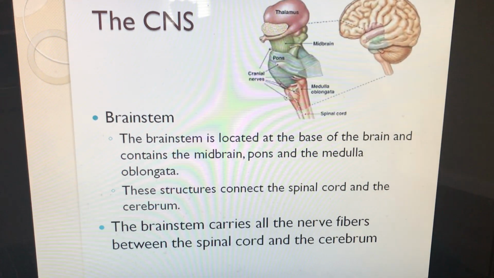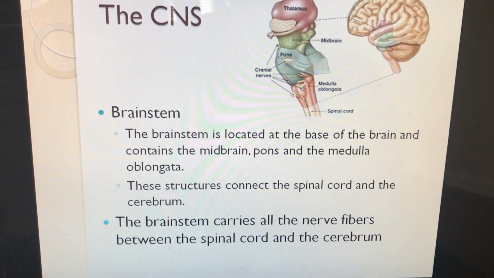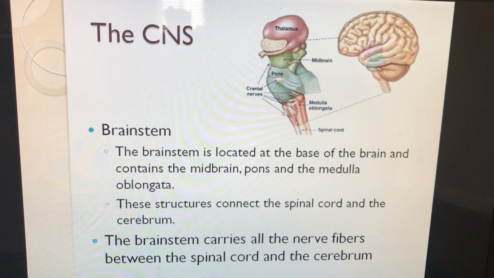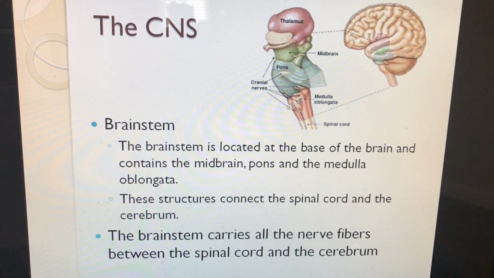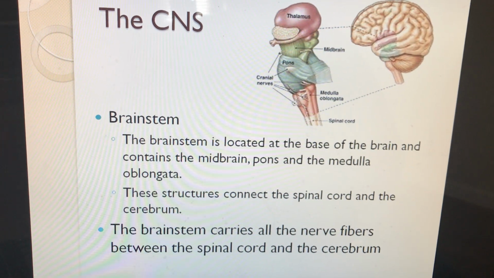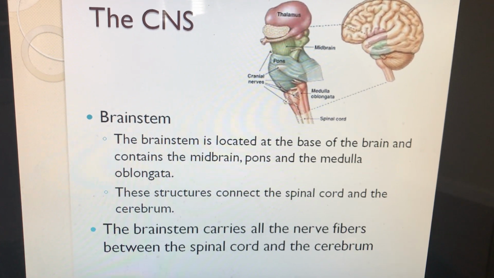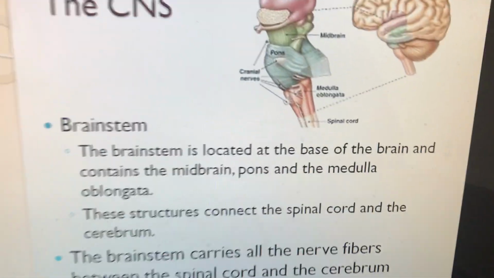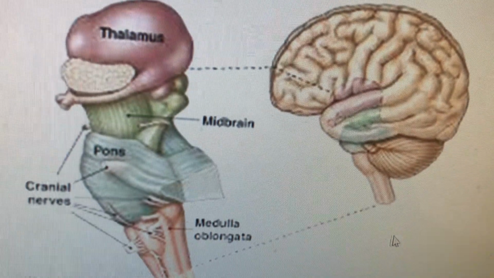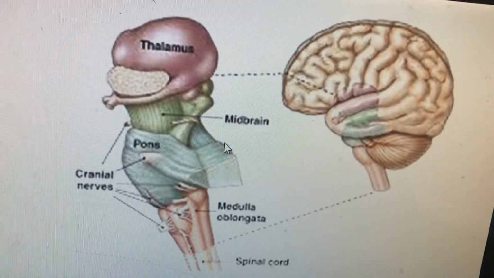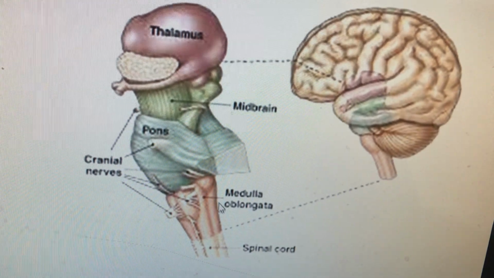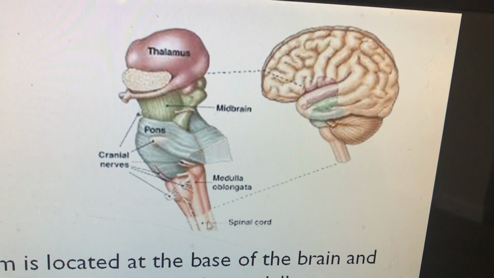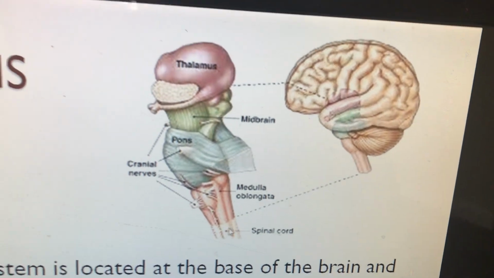Next is the brainstem. The brainstem is located at the base of the brain, and it contains the midbrain, the pons, and the medulla oblongata. These structures connect the spinal cord and the cerebrum. And the brainstem carries all the nerve fibers between the spinal cord and the cerebrum. So again, here is your brainstem. So you have your midbrain, the pons, and the medulla oblongata. It's telling you that it connects to the spinal cord, which is here, as you can see.